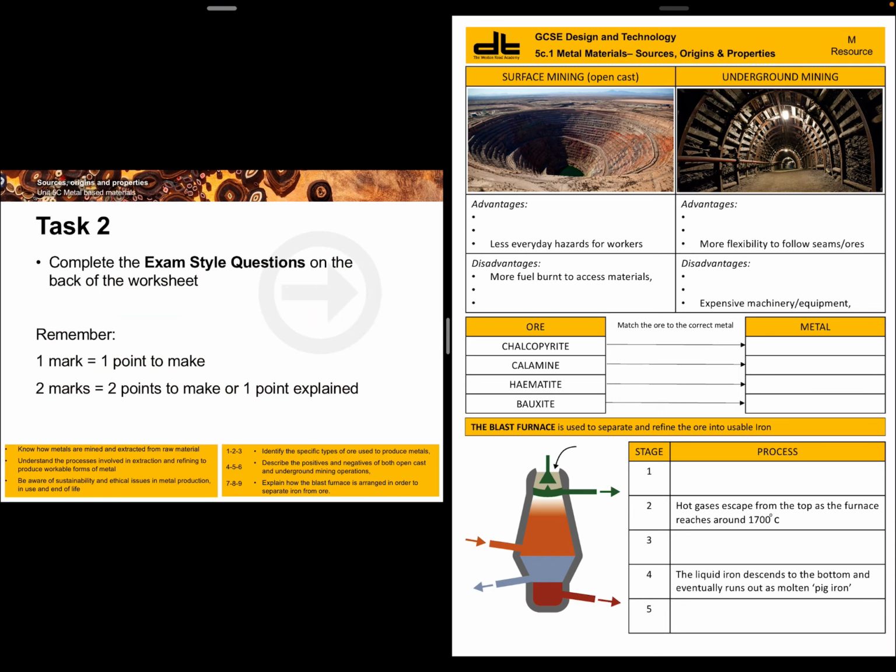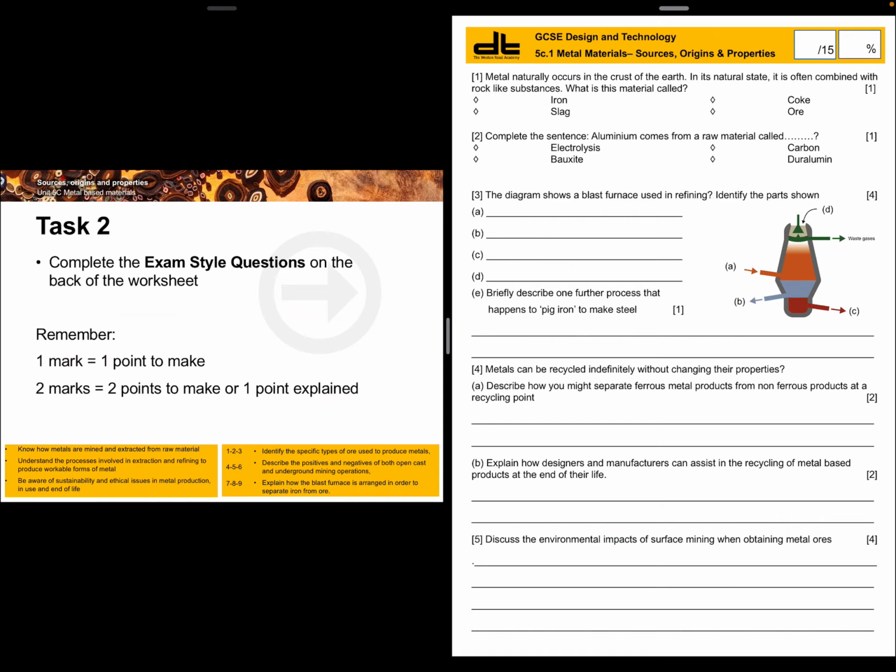Task 2 is to complete the exam style questions, which are on the back of the worksheet. Remember, 1 minute for every mark, so you should be spending roughly 15 minutes on this. For 1 mark, just make 1 point. If there's more than 1 mark, think about how you can divide it up, whether you've got to make 4 individual points, or make 2 points and justify and explain them. All right, good luck.